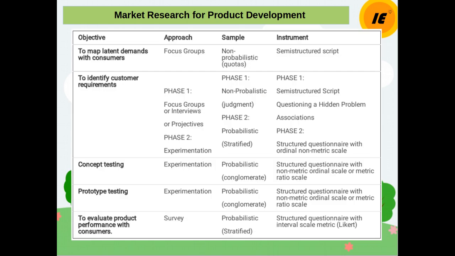Now this is a summarizing table of the first three steps of market research for all the five categories of market research problem in context to product development. Starting with mapping the latent demands with the customer, I will read you through directly from the paper, just to have a more descriptive view of things, and you will have the table in the slide to look into.